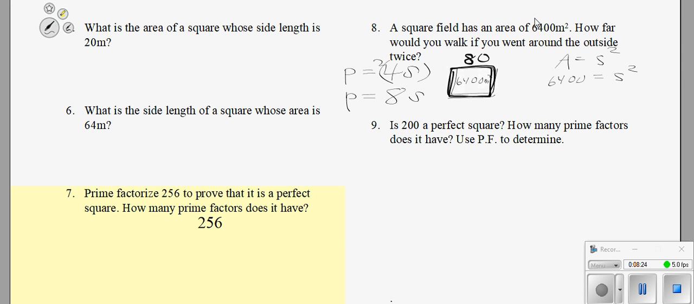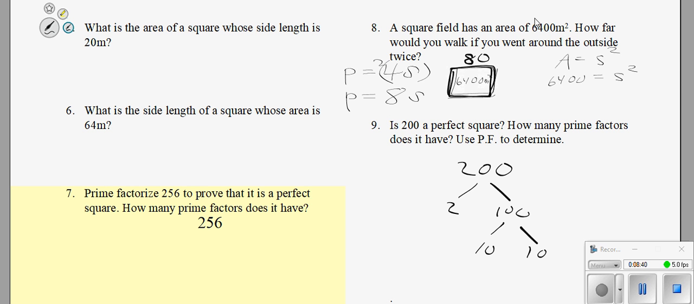And finally, question number 9 on this side. It said, is 200 a perfect square? How many prime factors? Use prime factorization to determine. So 200 we're going to write down here. I'm going to go 2 times 100, and then we're going to go 10 times 10.